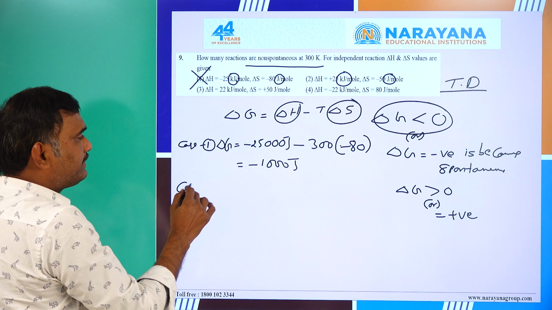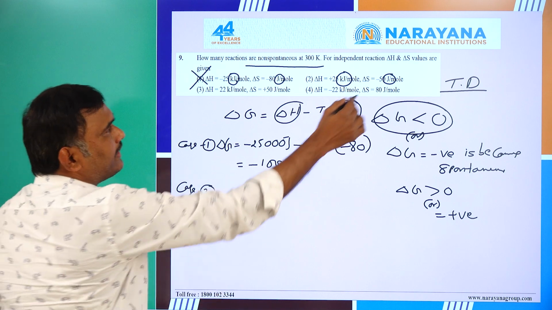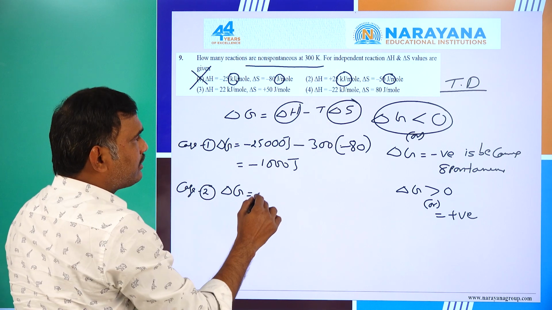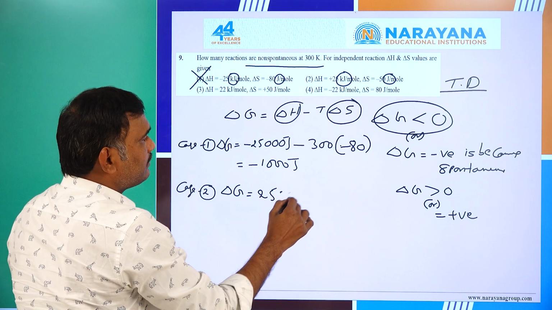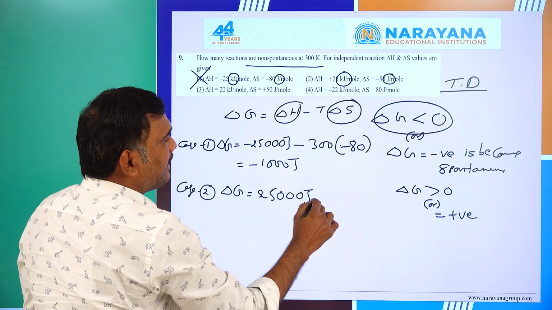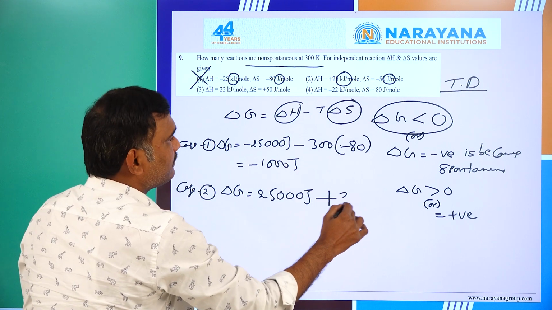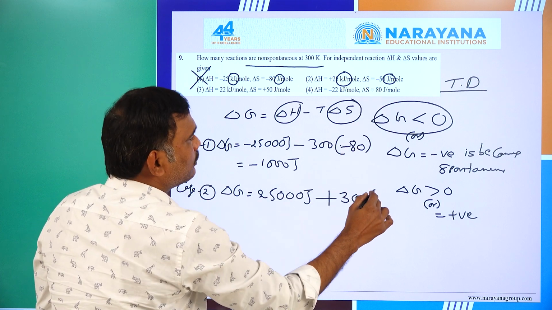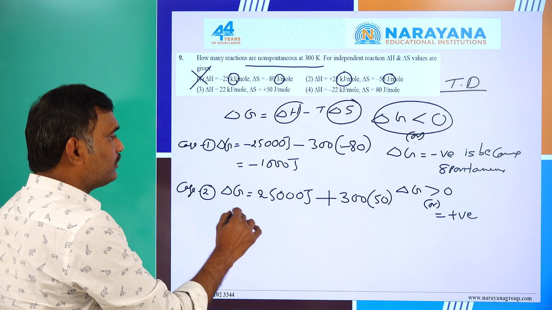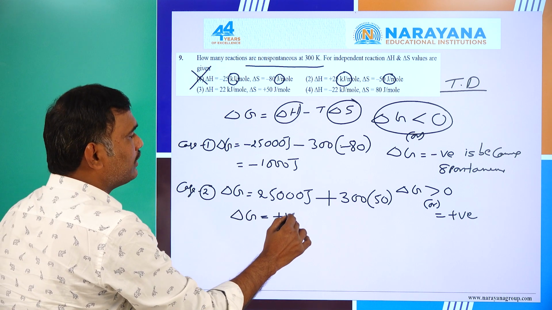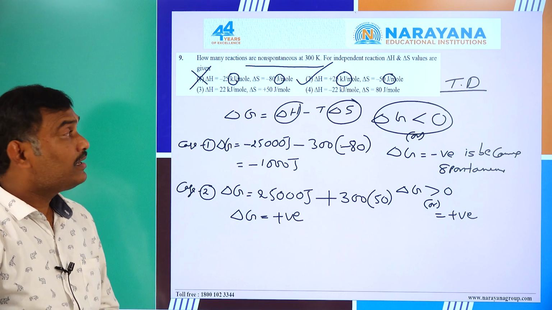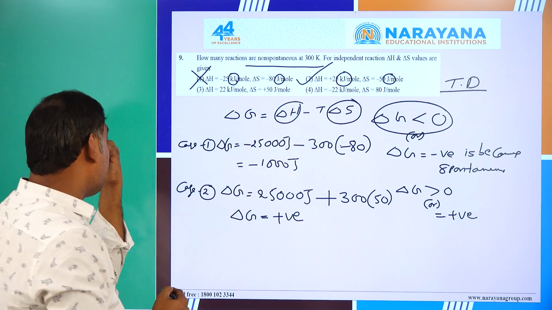Second case, take case 2, students. Delta G is equal to 25 kilojoules again, that is the positive value, minus into minus plus, 300 into 50. The overall value becomes positive. So delta G is positive, so this should be non-spontaneous. Likewise, students, let us go for the next one.